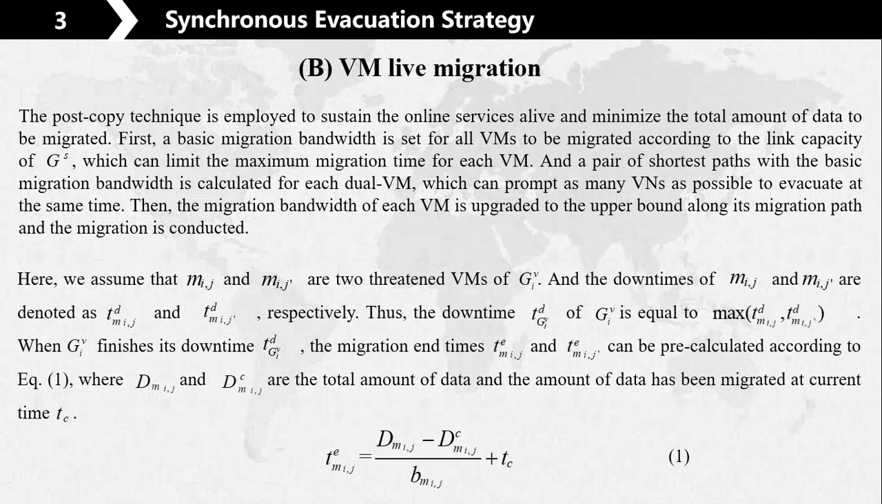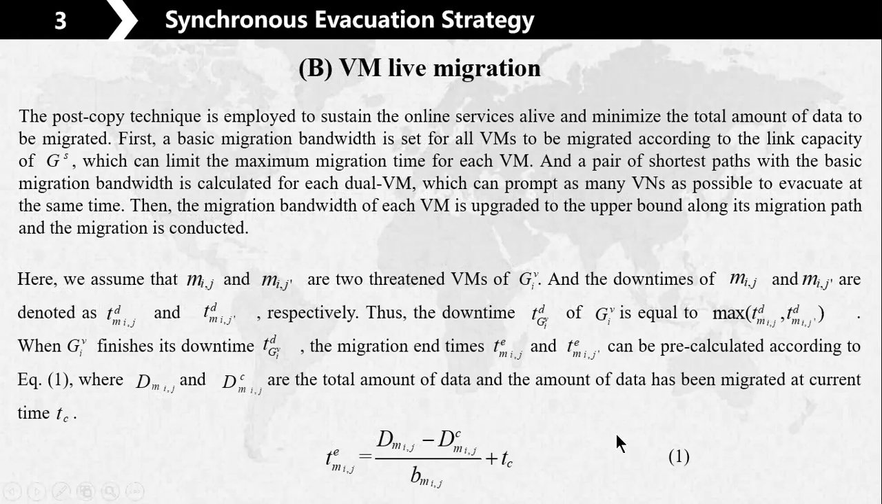First, a basic migration bandwidth is set for all VMs to be migrated according to the link capacity of GS, which can limit the maximum migration time for each VM. Then a pair of shortest paths with the basic migration bandwidth is calculated for each dual VM, which also can prompt as many VMs as possible to evacuate at the same time. After that, the migration bandwidth of each virtual machine is upgraded to the upper bound along its migration path and migration is conducted.